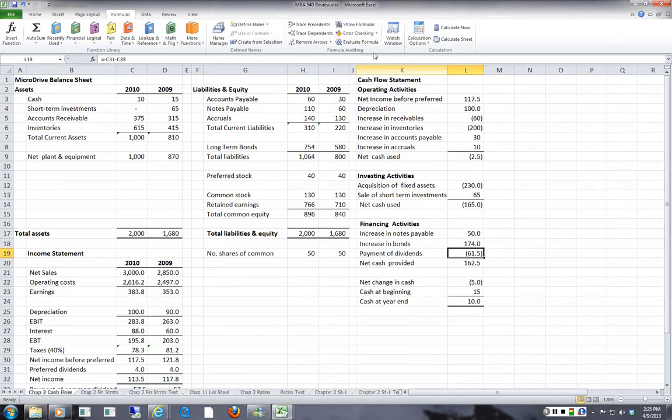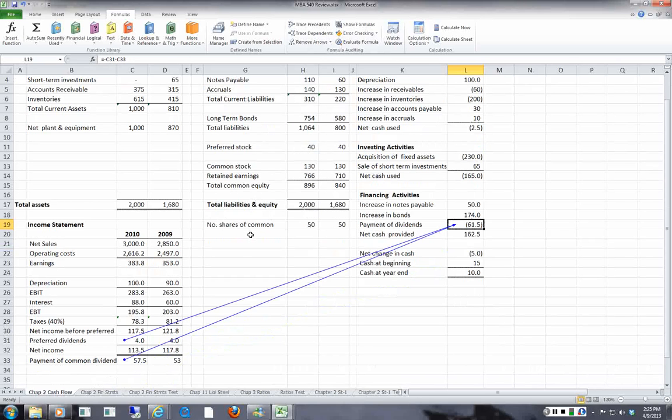Now we paid some dividends, two dividends. We paid the preferred dividends of $4,000, and the payment of the common dividends of $57.5 thousand. So that's a total of $61.5 thousand of payment of dividends. So the net cash provided by financing is $162,500.